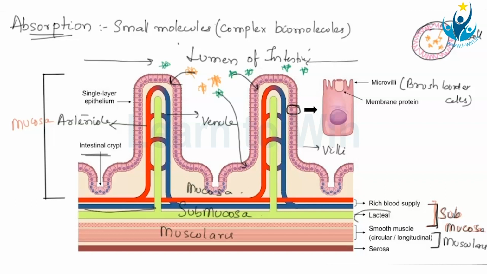And this green one is called the lacteal, which is nothing but a lymph vessel. So the substances have to enter through the epithelium into the blood capillaries or into the lymphatic vessels. Through the lymphatic vessels and the blood capillaries, they are sent to various locations. So this process is called absorption.